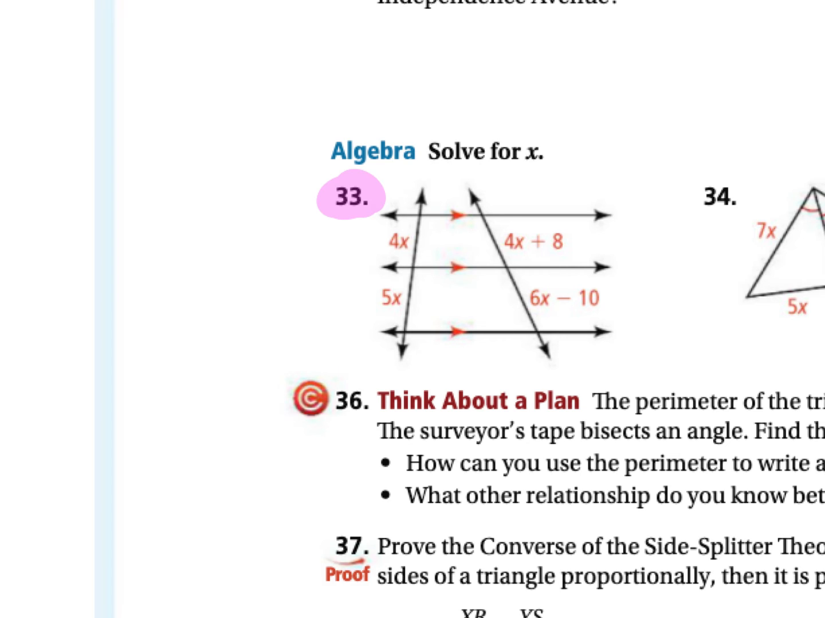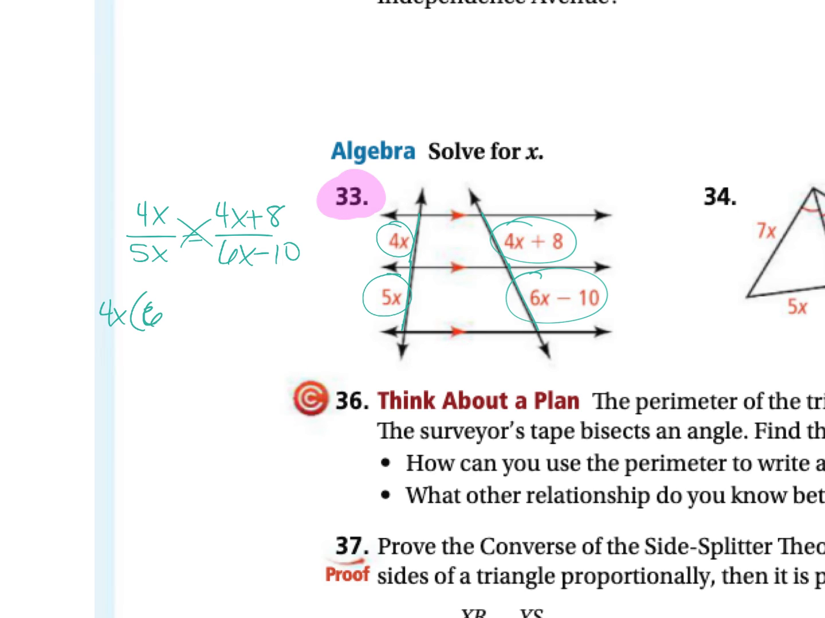33 here. Again, it's the two that are on the same line that you're going to put over top of each other. So 4x over 5x. And then this one, same thing, the two on the same line, but they have to go in the right order. So if I go top to bottom, then I need to go top to bottom here. 4x plus 8 and 6x minus 10, and now cross multiply. So you get 4x times 6x minus 10 equals 5x times 4x plus 8.